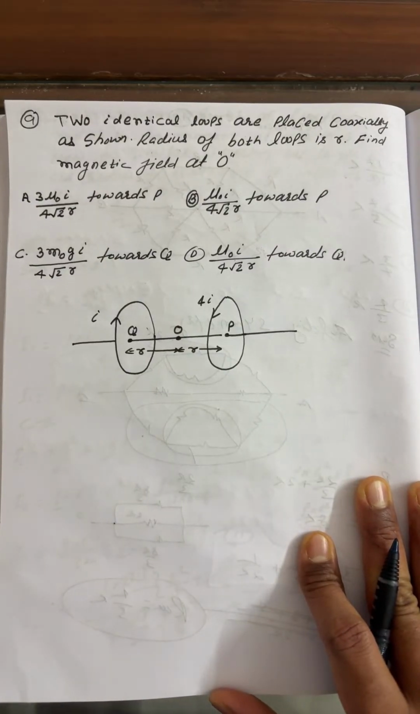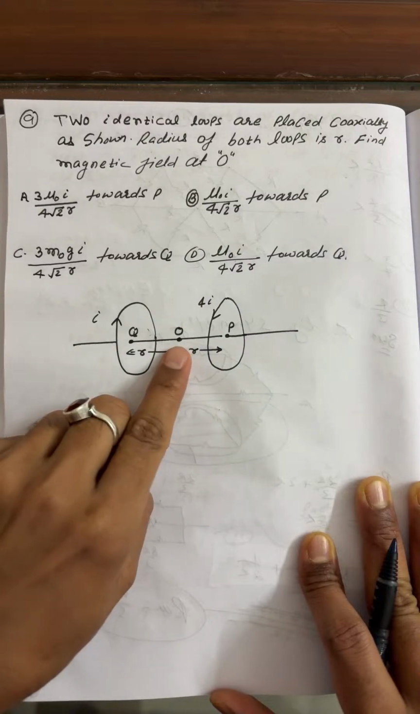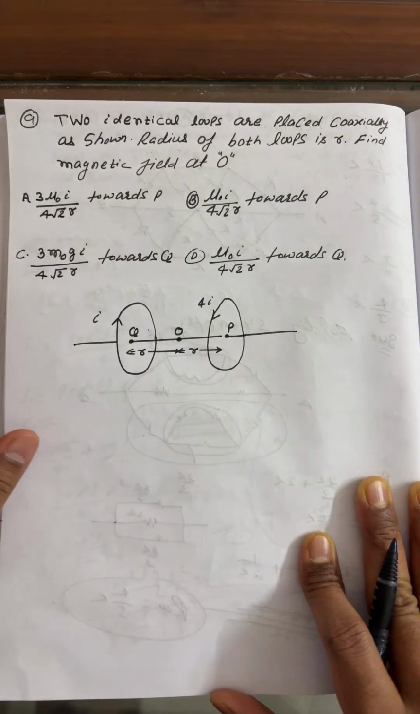Yes, beta. The two identical loops are placed coaxially, as shown. The radius of both loops is R. Find the magnetic field at O. Okay, we have to find the magnetic field here.